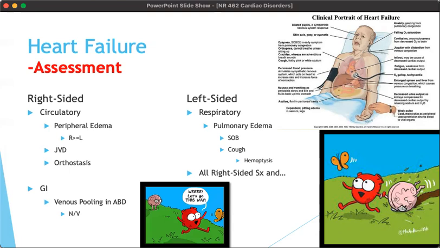They also have all the symptoms of right-sided heart failure because that fluid doesn't just back up in the space between the right and left side of the heart, it continues to back up through the right side of the heart and into distal circulation. So we will see all the symptoms of right-sided heart failure as well as these extra respiratory symptoms for left-sided heart failure.